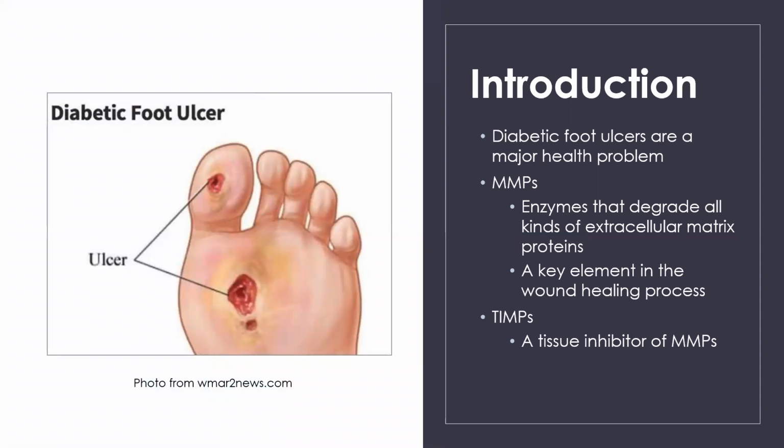In wound healing, there are two important factors, MMPs and TIMPs. MMPs are enzymes which degrade extracellular matrix proteins and therefore are a key element in the wound healing process. TIMPs, on the other hand, are inhibitors of MMPs, meaning that all of the MMP's activity is inhibited by the TIMP.